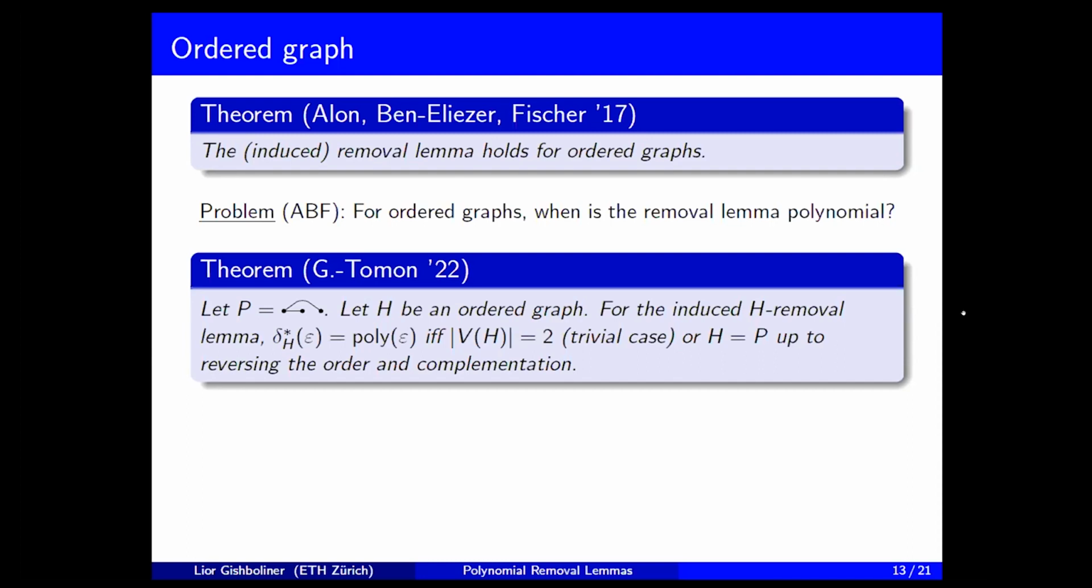removal lemmas. And most of the examples up to now were like this, that using such an efficient regular partition, you can prove a polynomial removal lemma. But in this theorem, this is an example of a case where we can prove a polynomial removal lemma, but graphs that forbid this path P can have very large regular partitions. So they can have also partitions of only tower type.